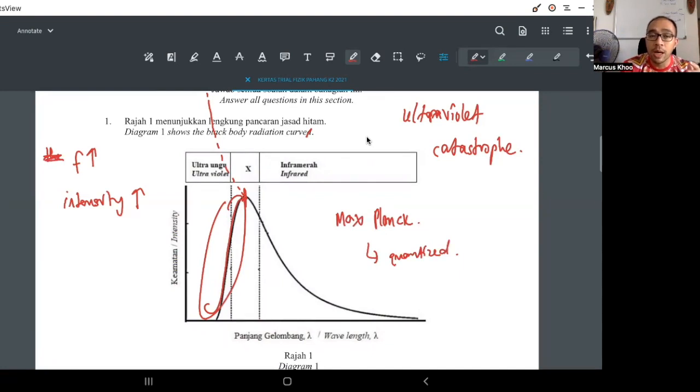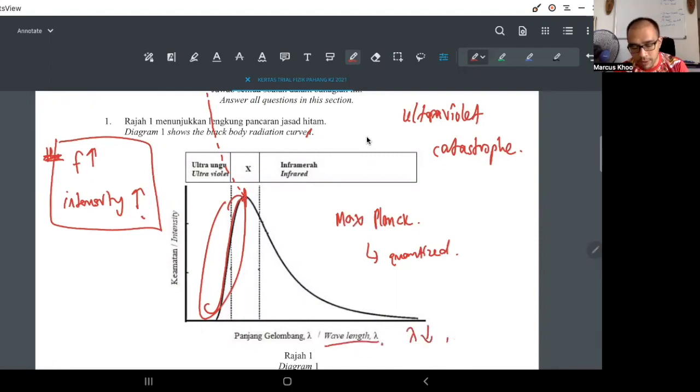I think what is important for us to know is what is the theory and what actually happened. The theory is that the bigger the frequency, the bigger the intensity. Take note, everyone, this is wavelength. So smaller wavelength means bigger frequency. So the bigger the frequency, supposed to be the bigger the intensity. That's the theory. But the ultraviolet catastrophe shows us that after a certain frequency, the intensity drops, and it's usually around the ultraviolet region. That's why it's called the ultraviolet catastrophe.